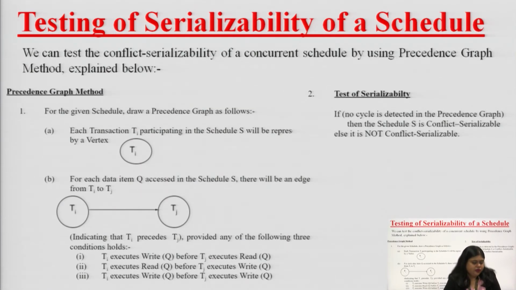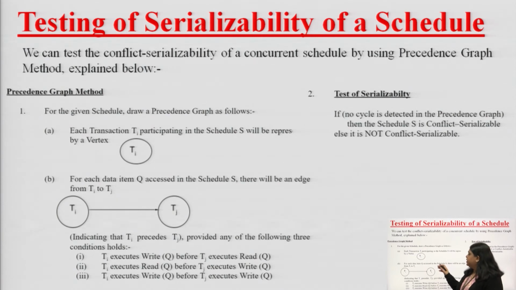Right. Now, let us see how to test for serializability of a schedule. Whether a schedule is serializable or not, we can test it by using a graph method. This is known as the precedence graph method, and it is a very good tool to check whether a particular schedule is serializable or not, right. In this method, for every schedule we try to draw the precedence graph.